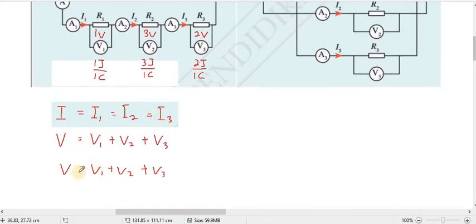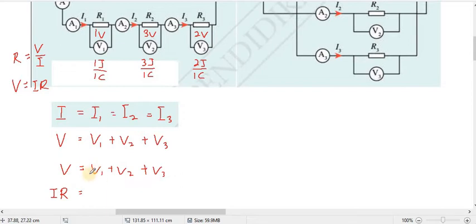So how do we calculate the total potential difference? If you still remember, from Ohm's law, R equals V over I, so V equals IR. That means if I want to calculate the total potential difference, I use the total current times the total resistance, right or not? So this I can replace with total current times total resistance.